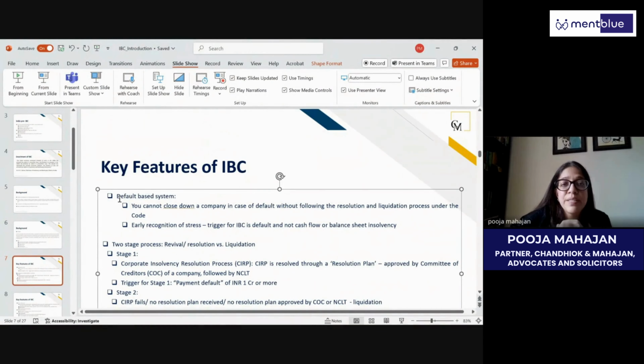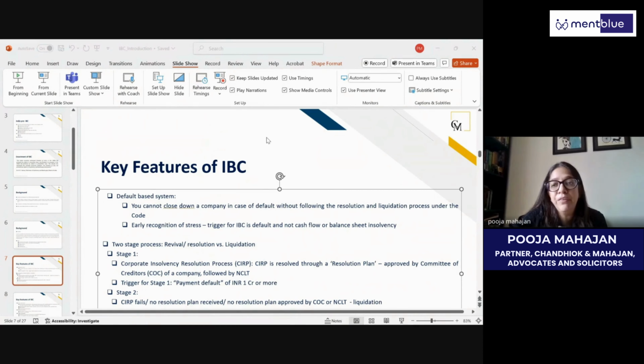The first feature of the IBC is that it's a default-based system. The minute there is a default in payment of a debt, you can trigger the IBC. This is very unlike either a Companies Act regime or a SICA regime.